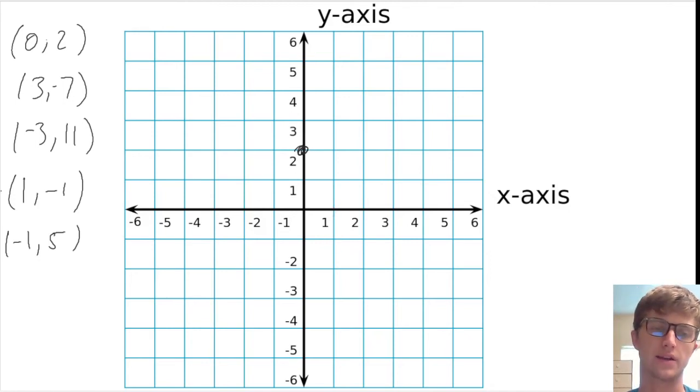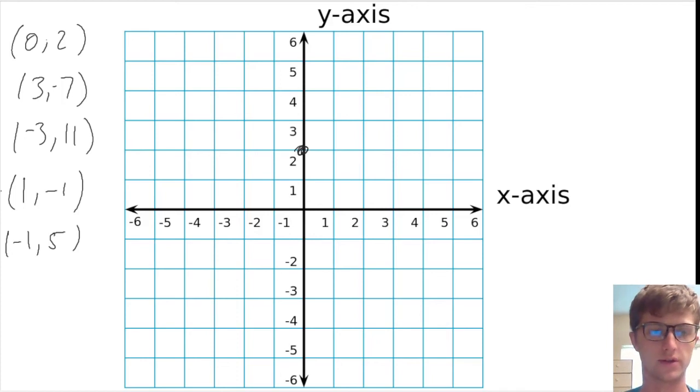So another way to think of these x and y values: if it's a positive x, we're going to the right. If it's a positive y, we're going up. If it's a negative x, we're going to the left. If it's a negative y, we're going down. Sometimes I'll say over this many, up this many, or left this many, down this many. It's just another way of thinking about how we're doing these things.